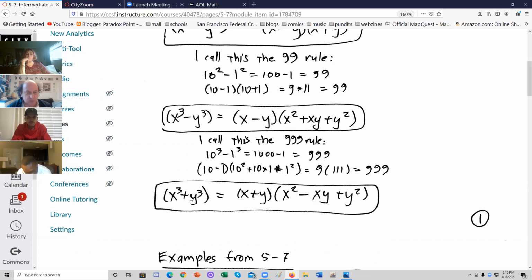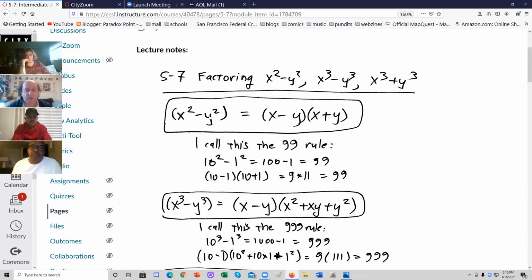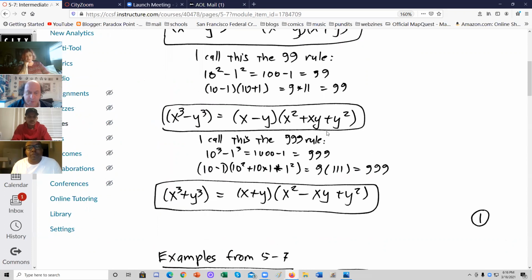You can get this one from the difference of cubes by just substituting negative y for y. Then x minus y becomes x plus y, and the other factor gets a minus xy, and negative y squared is the same as positive y squared. However, you do not have a sum of squares rule unless we use the square root of minus 1. So that's a whole other thing.